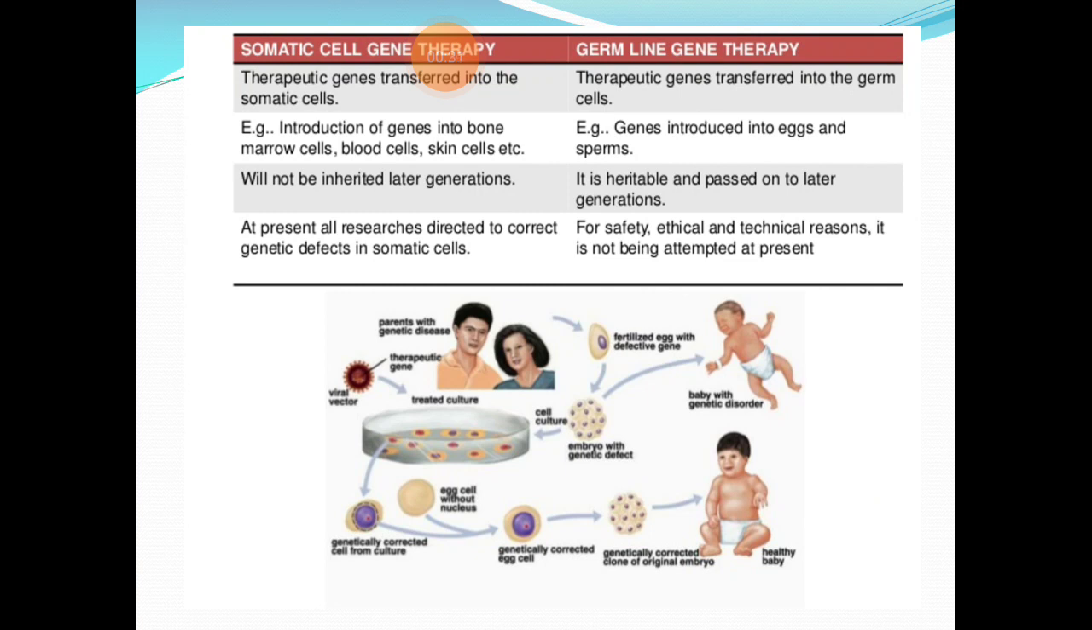So in somatic cell gene therapy, genes are put into bone marrow cells, blood cells, skin cells, etc. Whereas in germline gene therapy, genes are introduced into eggs and sperms. In somatic cell gene therapy, the characters will not be inherited by later generations, whereas in germline gene therapy, it is heritable and passed on to later generations.